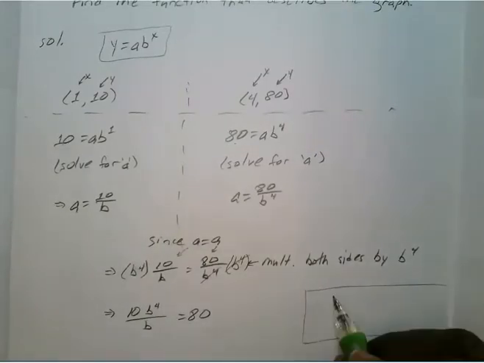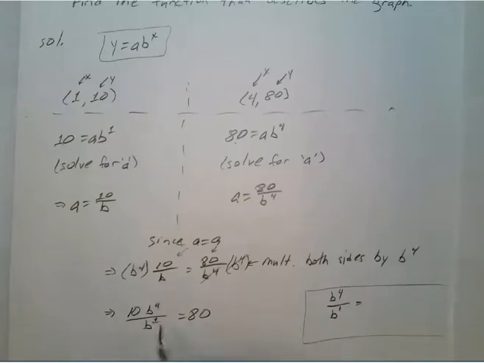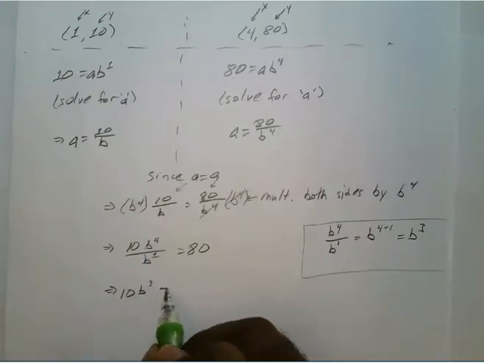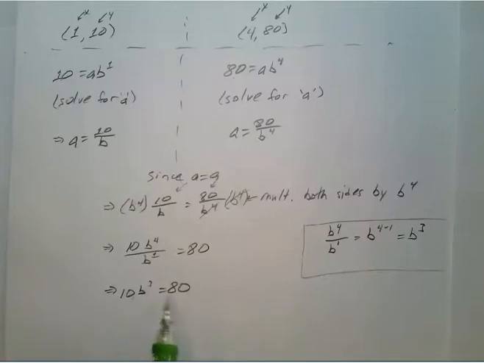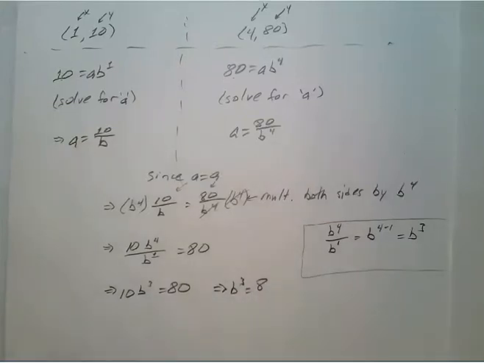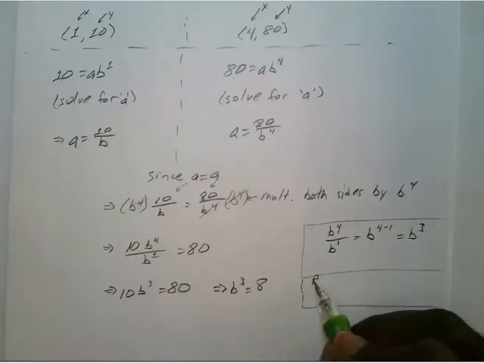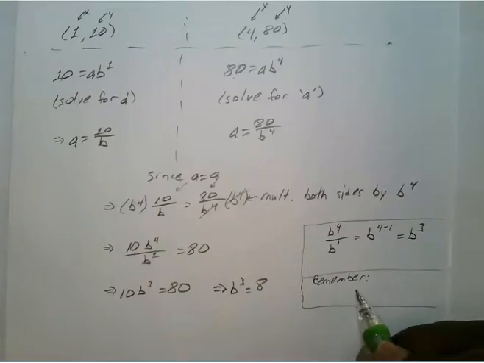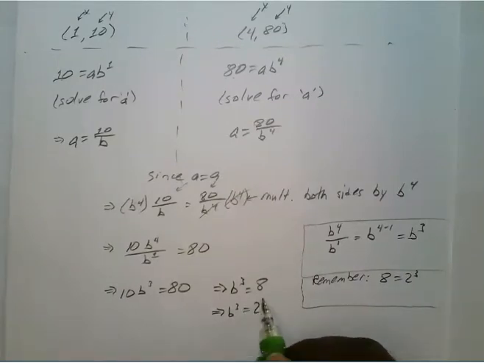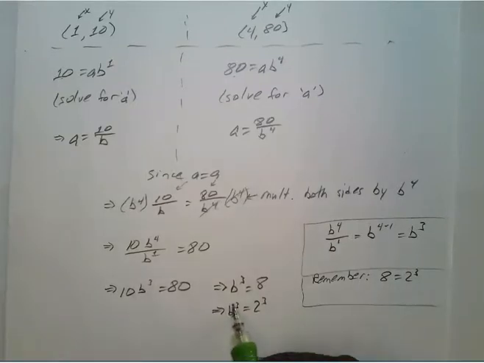Okay. So we know that b to the fourth divided by b to the first power is equal to b to the 4 minus 1, which is b to the third power. So that means this becomes 10 times b to the third power equals 80. Divide both sides by 10. We have b to the third power equals 8. Well, we have to remember that 8 is just 2 to the third power. That means b to the third power equals 2 to the third power. So the only way this could be true is if b is equal to 2.